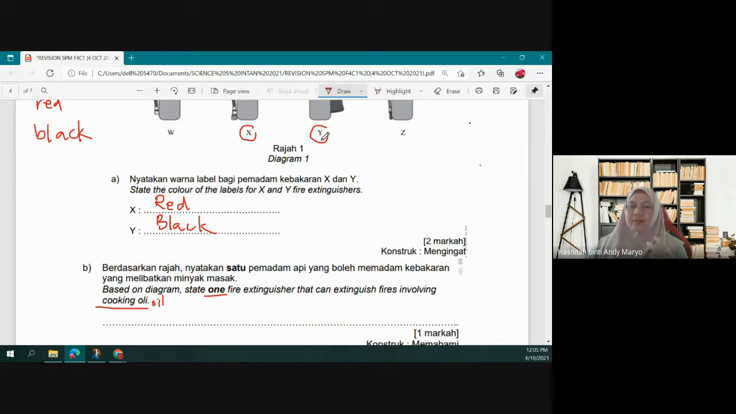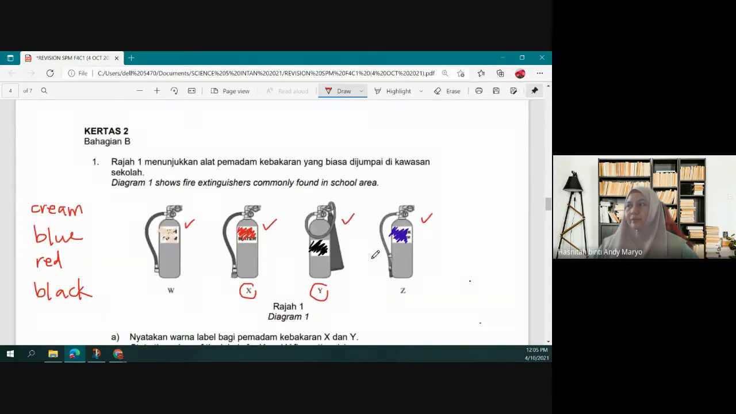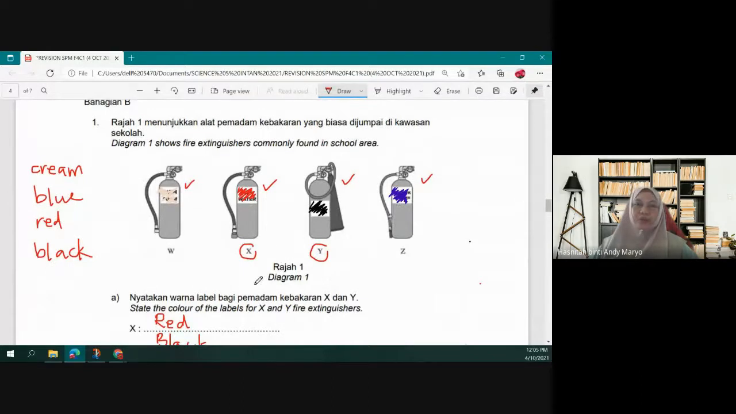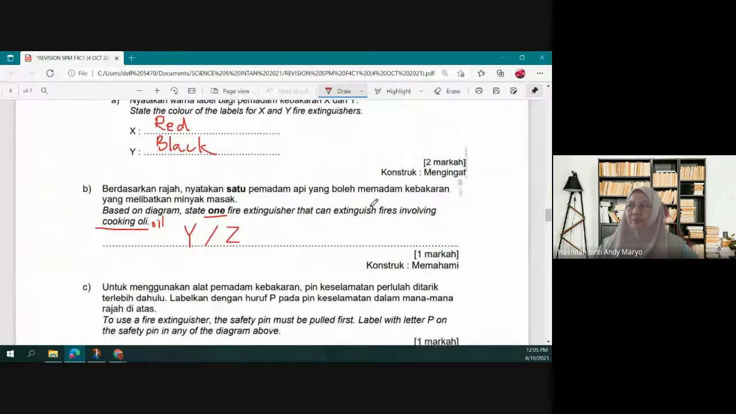W, X, Y, Z. Actually, you have 2 options there. So which type we can use? Okay, any idea? Can we use water, student, to extinguish fire caused by cooking oil? Fire will spread somehow. Nanti api dia jadi lagi besar. So we cannot use water. So we can use, yes, Junjie, you can use Y, carbon dioxide. Another one? Another option, you can also use this one, Z. Yes, very good. You can use either carbon dioxide or dry powder, ABC, to extinguish fire involving cooking oil.